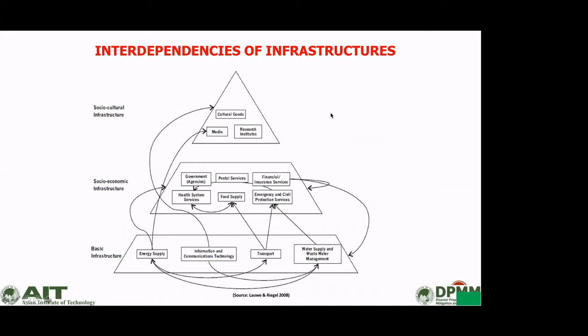There are a few basic infrastructures which are very critical. All are critical, but these are the basic and critical infrastructure for the society: electricity supply, information communication technology, transport, and water supplies. There are a few infrastructures you can categorize as socio-economic infrastructure and a few also as socio-cultural infrastructure. There are many more we can segment in these three boxes.